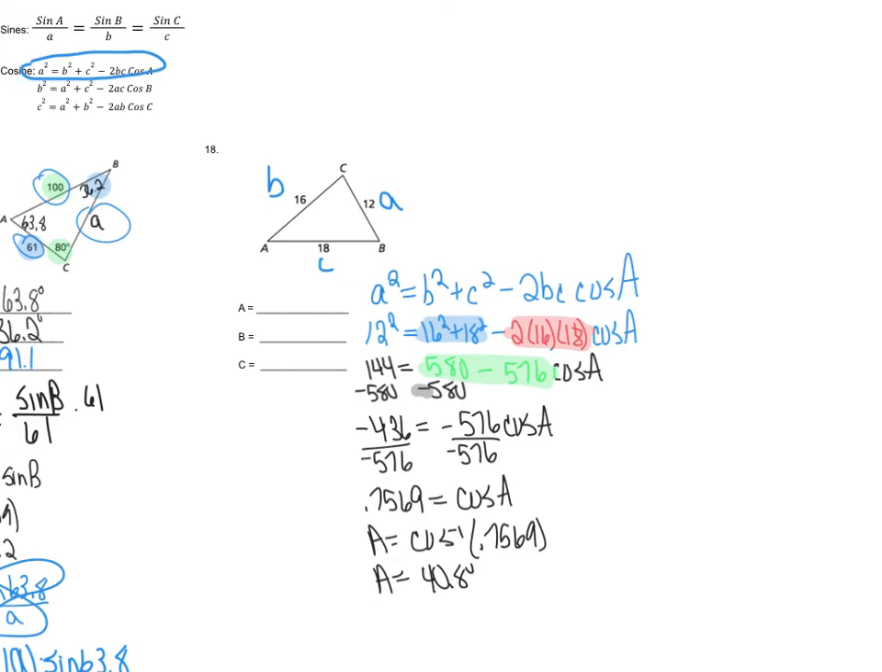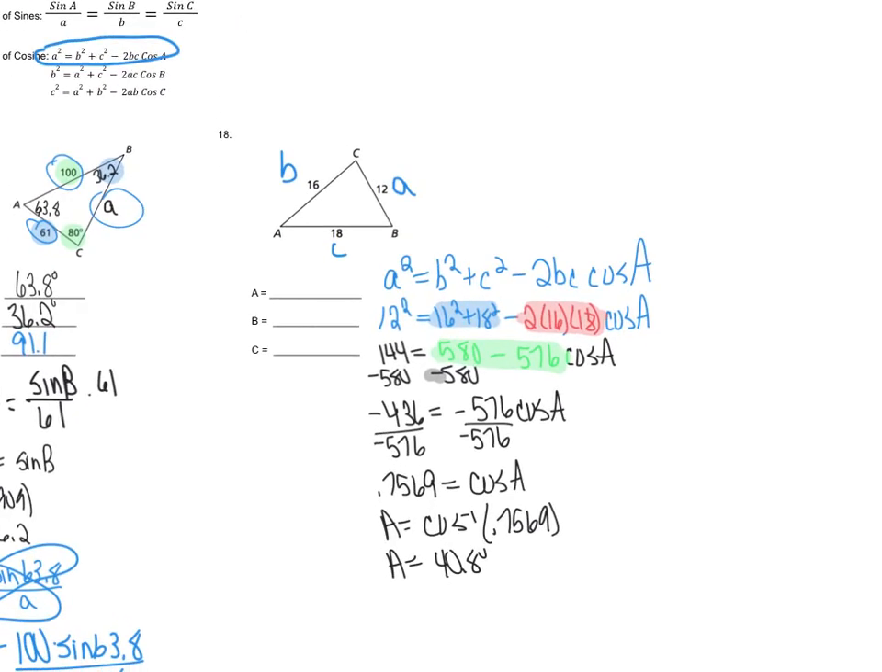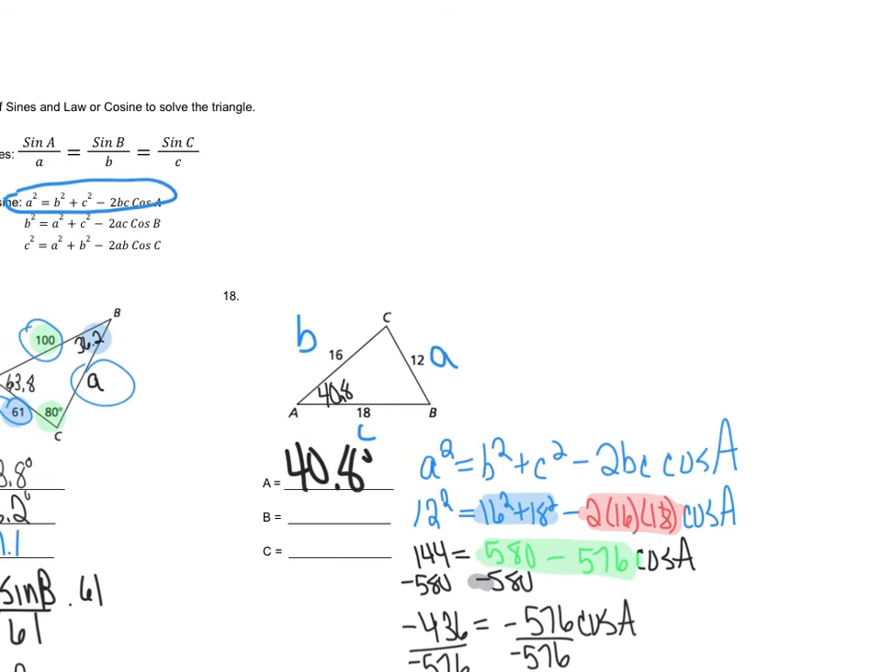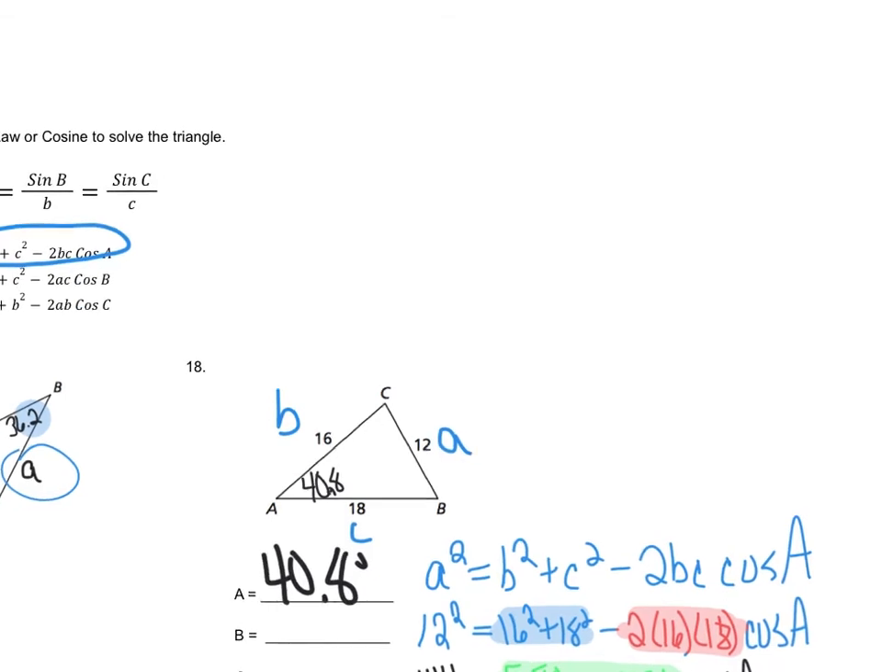Okay, so now I can come back up here. I know that A is 40.8, and I can label that in here as well. And now that I know an angle and the side opposite of it, I can use the law of sines, which is way easier than the law of cosines. So now I'm going to go ahead and find angle B next. So I'm going to use my law of sines.